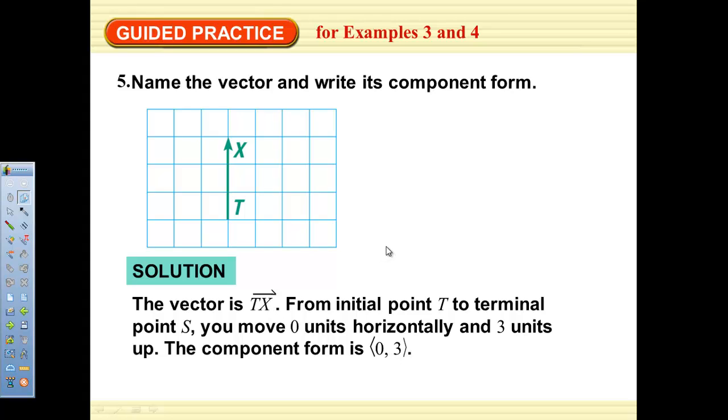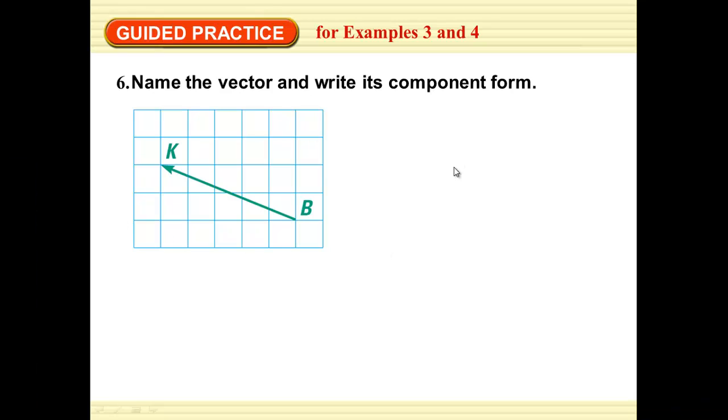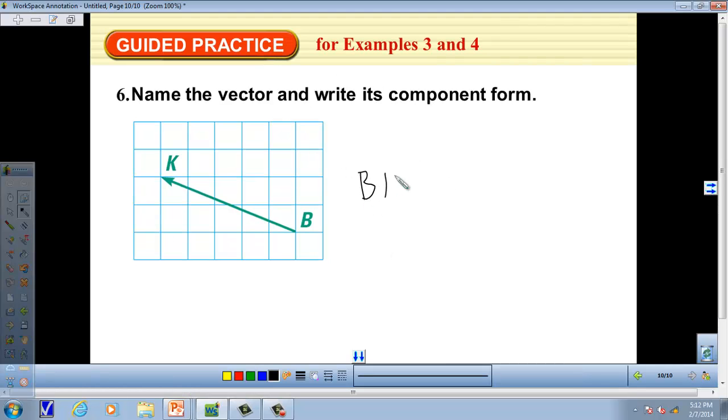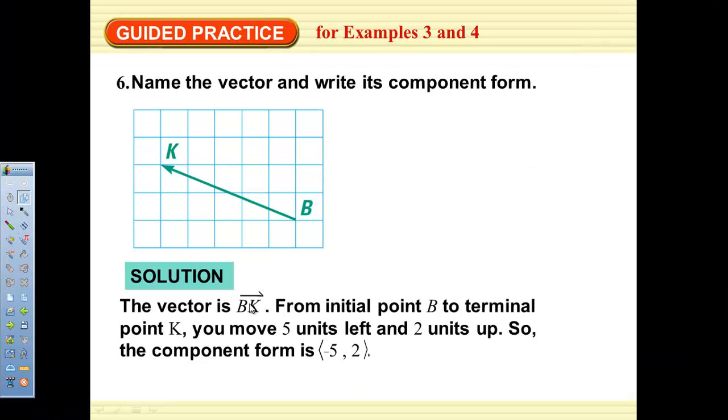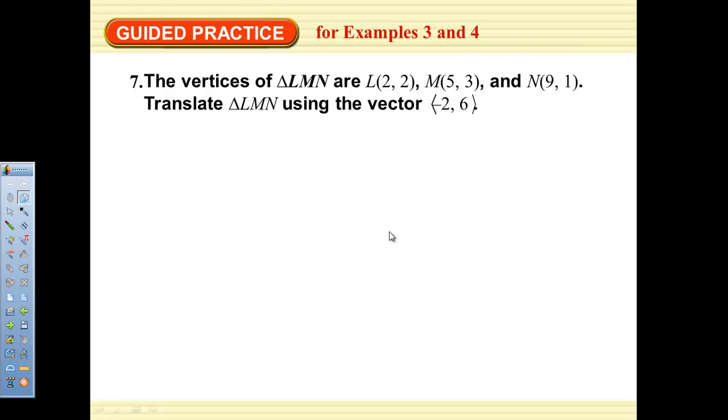Okay? And here's one more. This would be written as BK, and remember, not an arrow here. And then in component form, we're going to the left 1, 2, 3, 4, 5. So that's a -5. And we're going up 2, so it would be <-5, 2>. Again, there's our vector and there's the component form. And we want to translate using this.